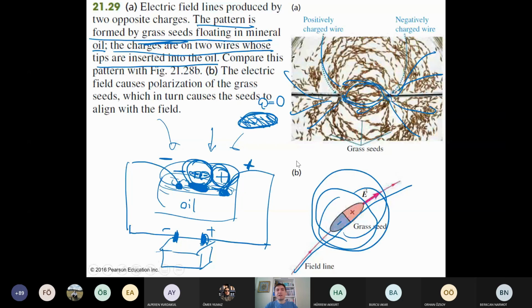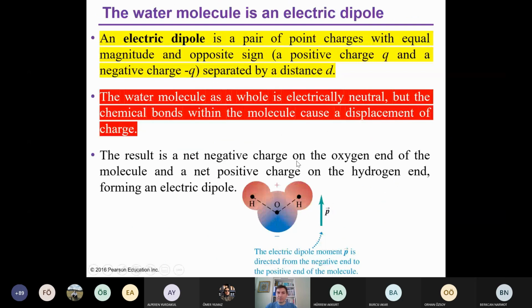Okay, then let me continue with the water molecule. It is an electric dipole. At the beginning of this chapter, during the last lecture, I explained that water is a very good solvent and a very important material for our life. Without water, our body cannot dissolve the biological molecules in our body. So how can water do that? It comes from its property. Water is an electric dipole.